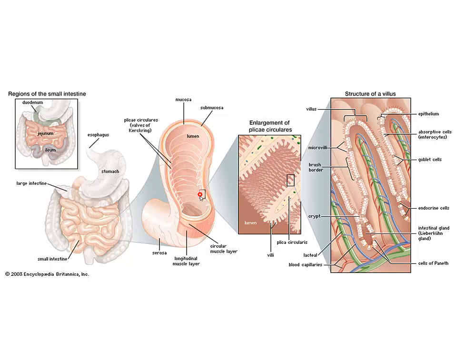So if we look at the valves of Kerckring, the plicae circularis, we can see here's one of the plicae circularis coming up. We can see on the sides that our mucosa is elevated. We can see these spike-like projections coming up. Each one of these spike-like projections is an intestinal villus.